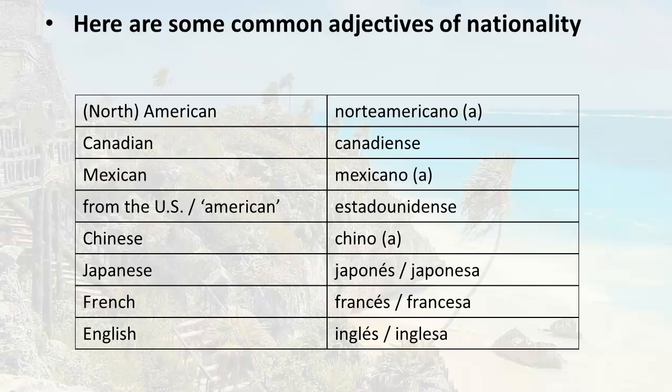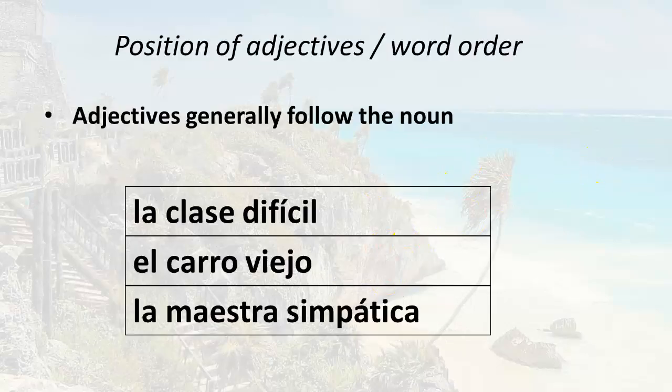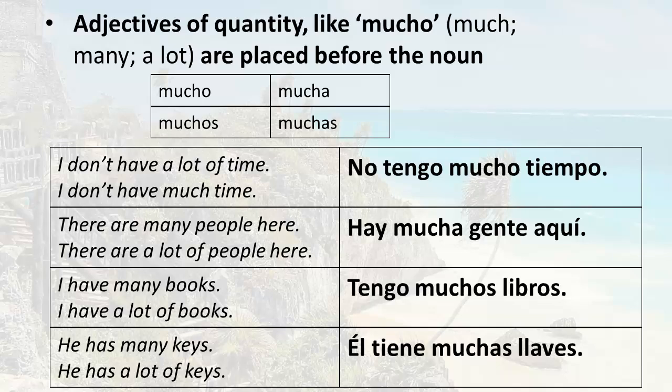We also learned some common adjectives of nationality. These adjectives, of course, have 2 forms, like canadiense and estadounidense, or they have 4 forms, like mexicano, chino, japonés. Then we looked at word order or the position of adjectives. The rule is that adjectives generally will follow the noun. So if I want to say the difficult class, I literally have to say the class difficult in Spanish, la clase difícil.